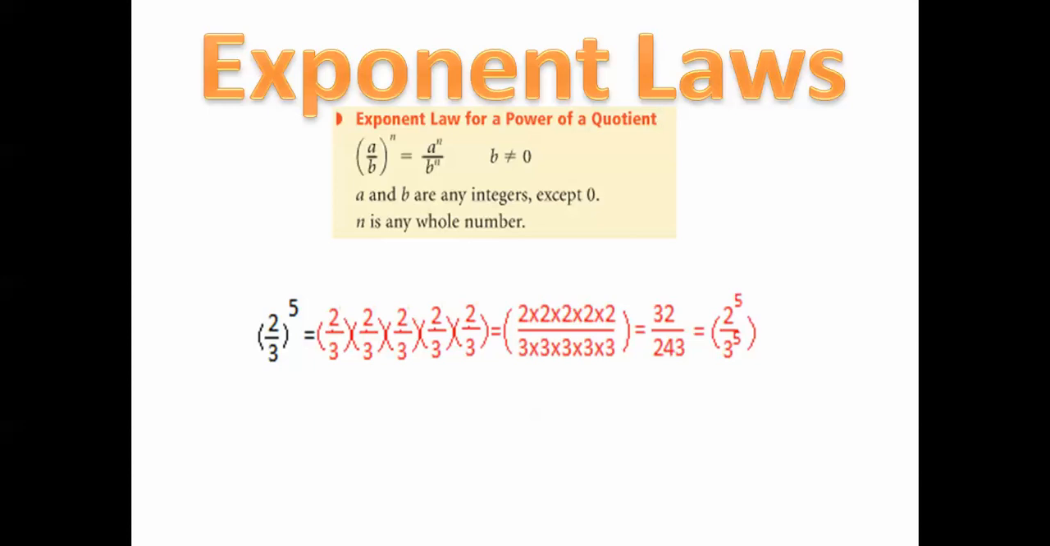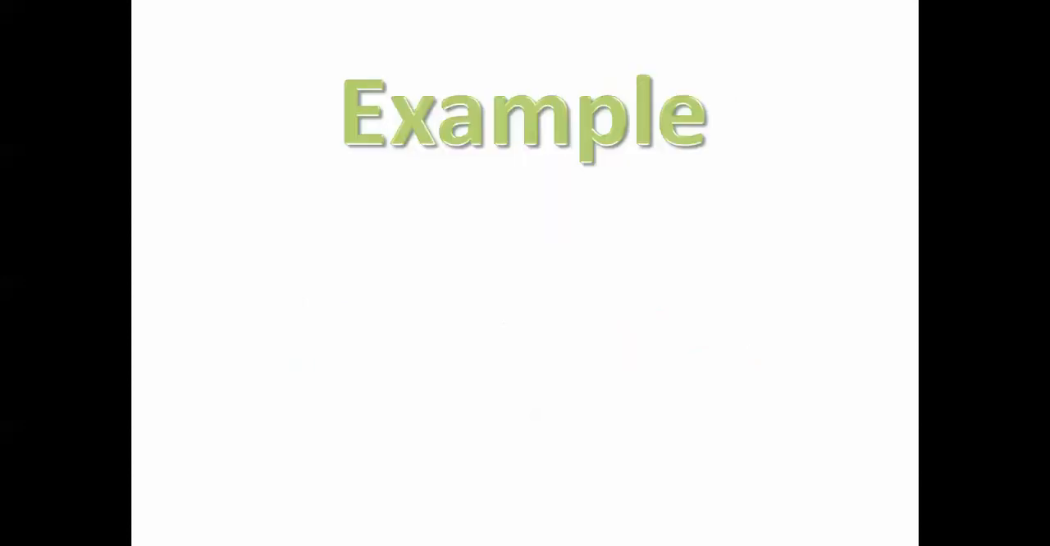Let's look at another example. 2 over 4, all squared, is equal to 2 to the power of 2 divided by 4 to the power of 2, which equals 4 over 16, which equals 1/4. Now it's your turn. Try this one.